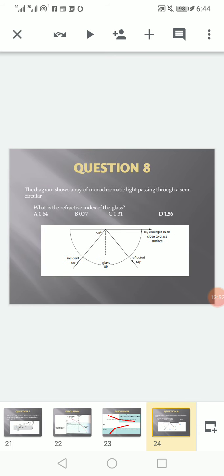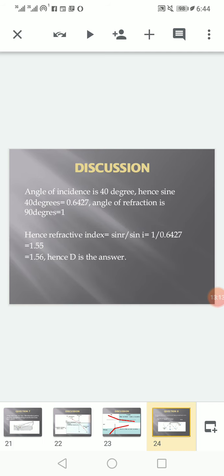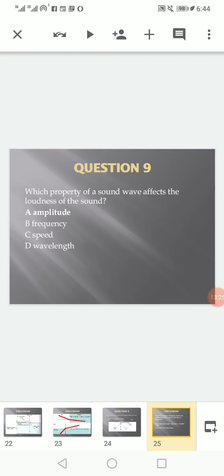This question says the diagram shows a ray of monochromatic light passing through a semicircle. What is the refractive index for the glass? Remember, we said in our previous class that the refractive index is the ratio of sine of angle of incidence to the sine of angle of refraction. And Snell's law says that this is constant for any given medium. Applying that theory and using this formula, our refractive index will be 1.56, and hence D will be our answer.